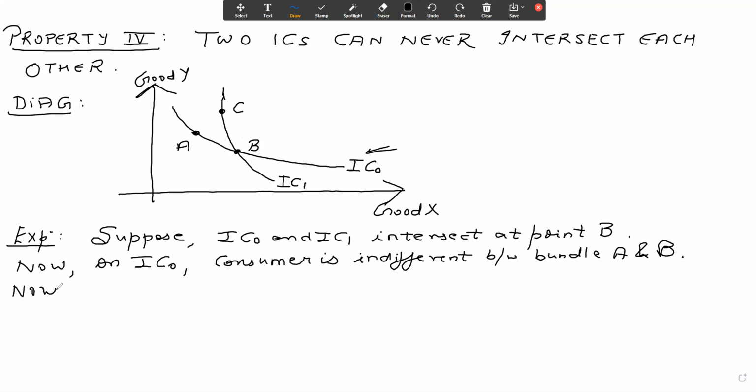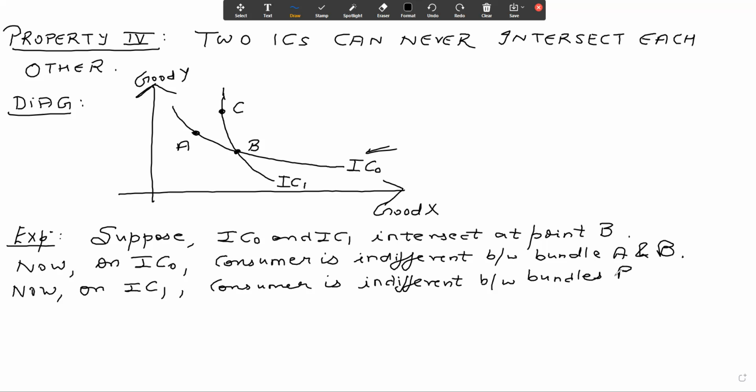Now, on indifference curve IC1, the consumer is indifferent between bundles B and C. You can clearly see that bundles B and C lie on the same indifference curve IC1, so the consumer should be indifferent between bundles B and C. This is statement 1, this is statement 2.